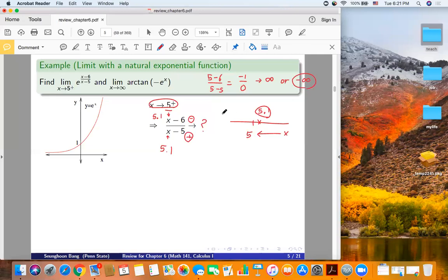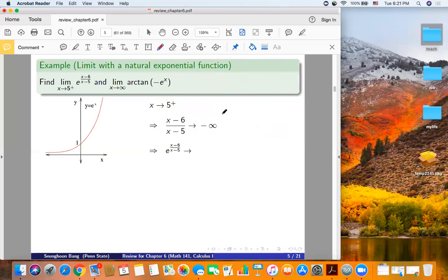So that's it. This is the whole idea. This value approaches minus infinity. Why is it like an exponential function? The exponent x minus 6 over x minus 5 approaches minus infinity here. The exponent approaches minus infinity. What happens? The exponential function approaches the x-axis. The y value is 0. So the answer is 0. This is the idea.